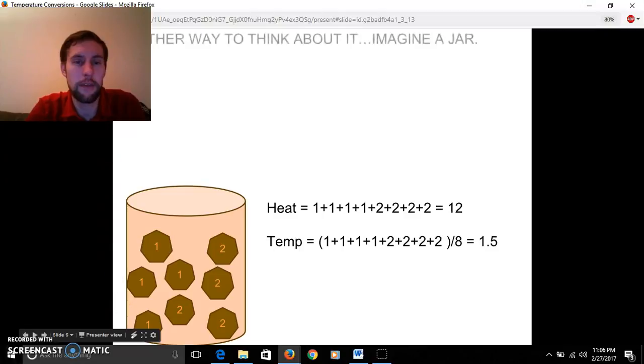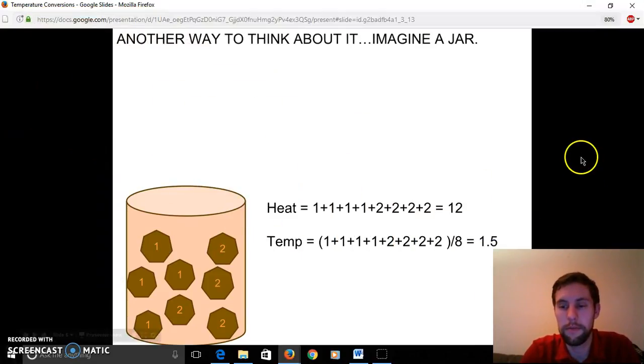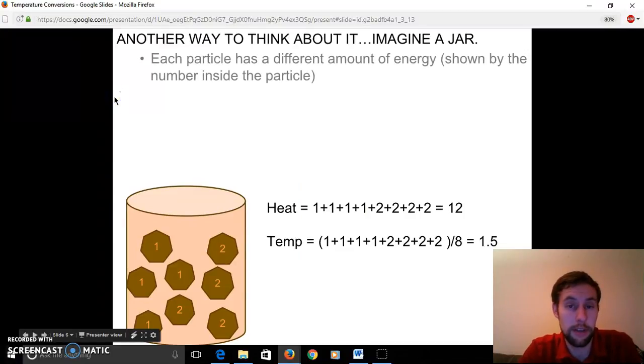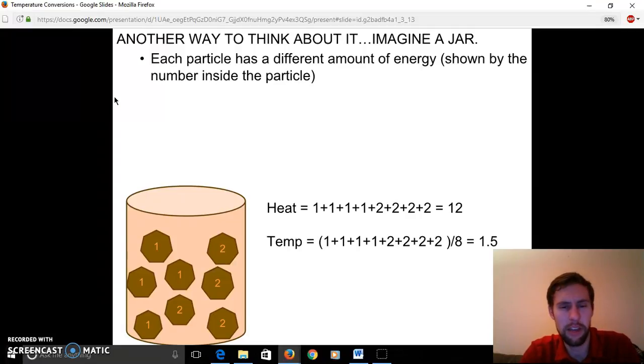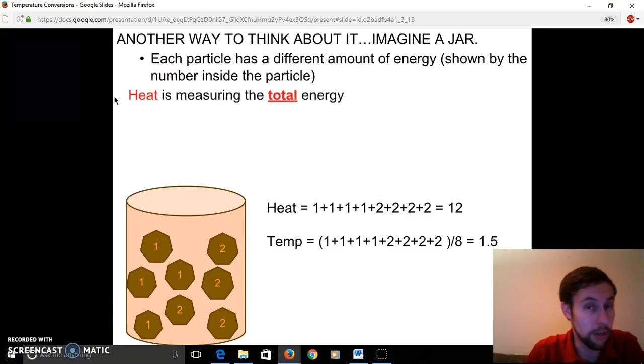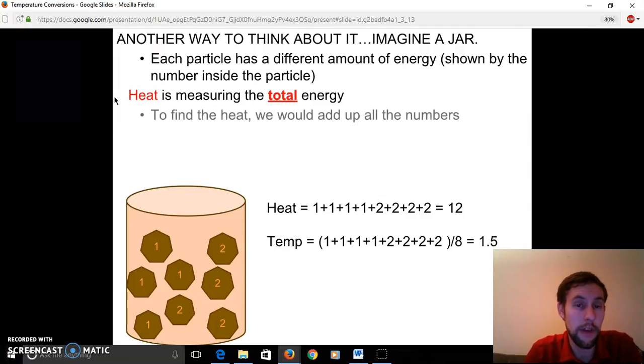Here's another way of looking at it. Imagine there's a jar with particles in it, and each of these particles has a different amount of energy. We'll denote them by the numbers on these octagonal, or many-sided, particles. Now, heat is measuring our total energy, like all the energy in that bathtub, all the energy in that coffee cup. To find the heat, we add up all the numbers. So all the 1s plus all the 2s gets us a total heat amount of 12.